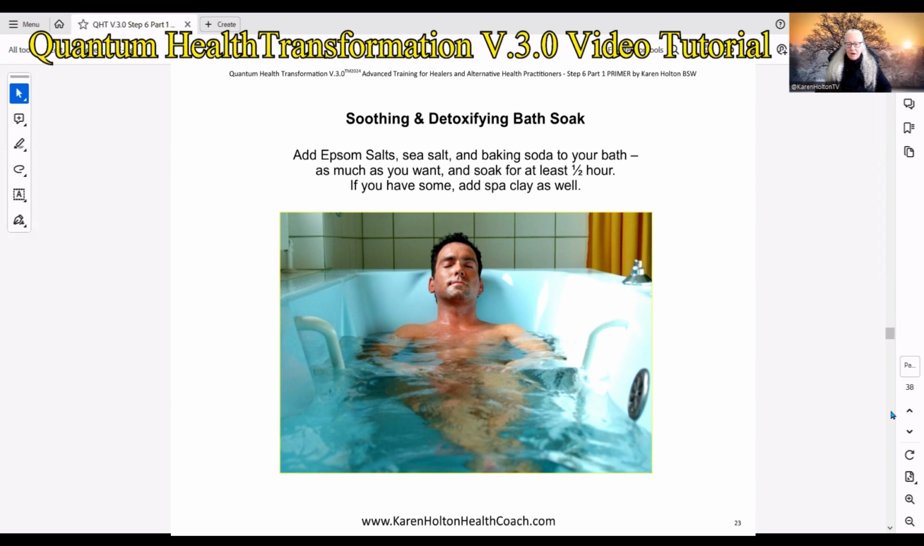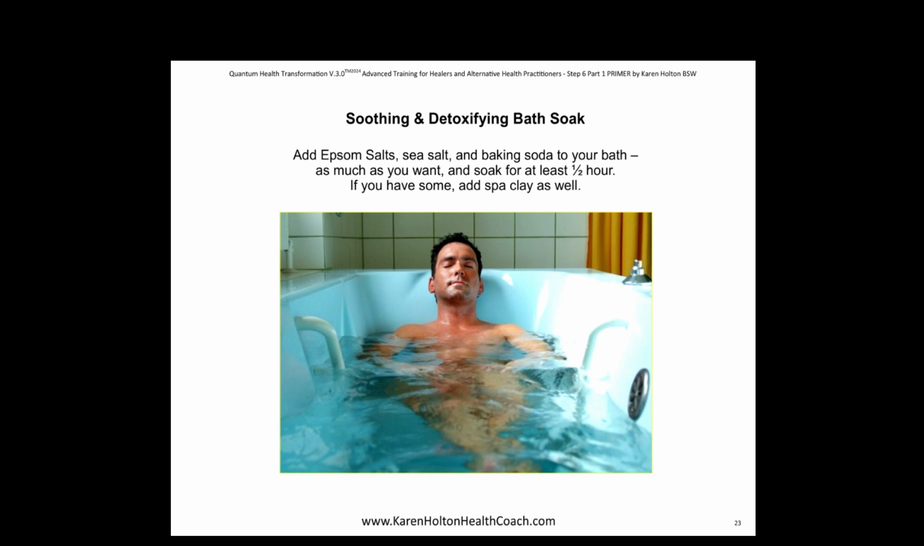And if you have some, add some spa clay as well. Clay that you can add to the bath, you can usually get at a health food store. But you can find Epsom salt, sea salt, and baking soda just about everywhere. It's fairly cheap and pure, and it will just be amazing for helping your body to detox, relaxing your muscles, getting rid of any stiffness, a lot of joint pain, things like that.